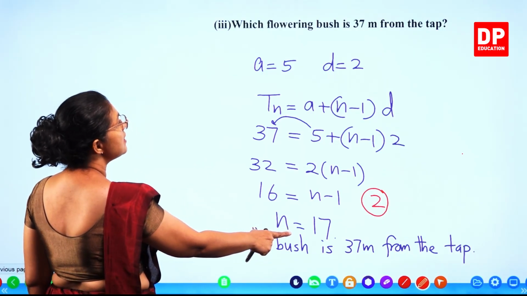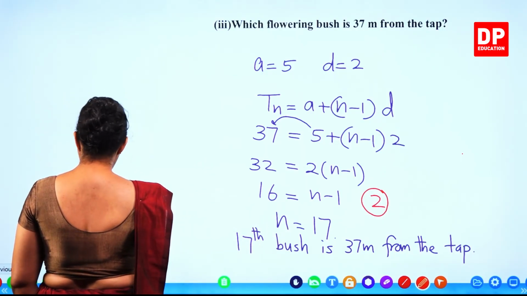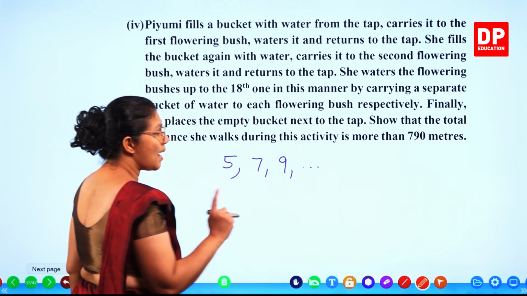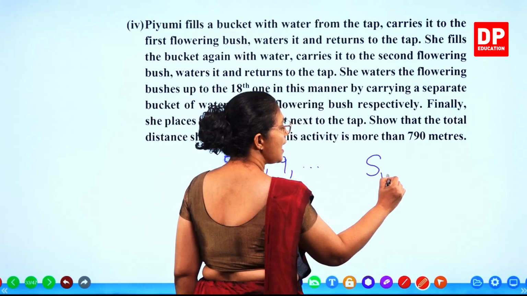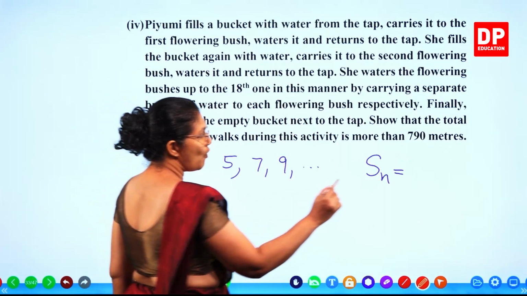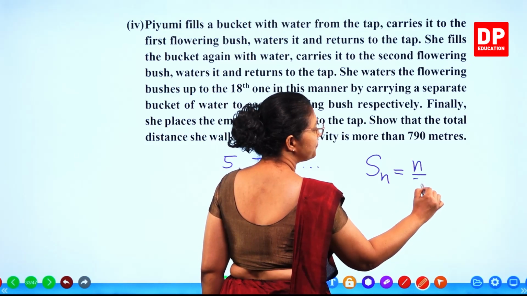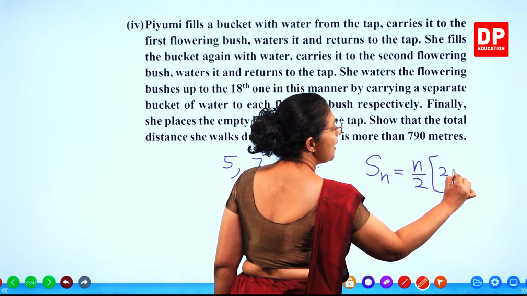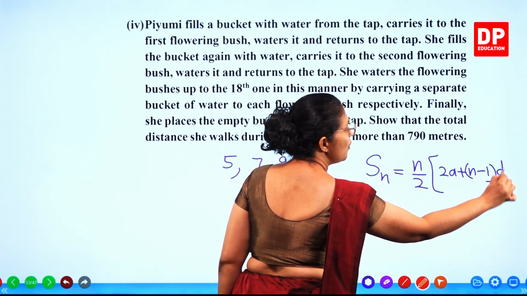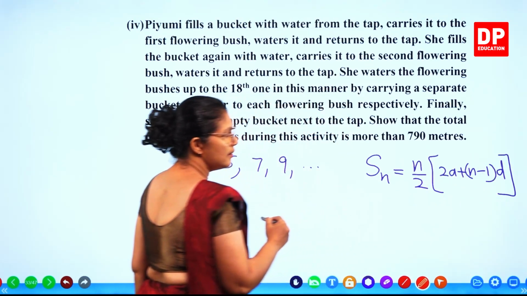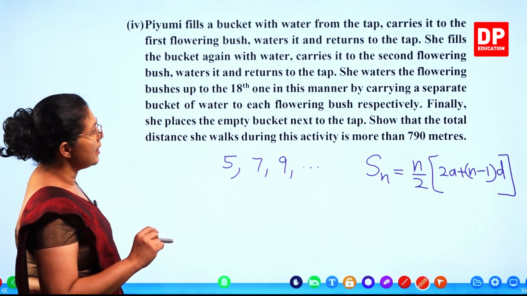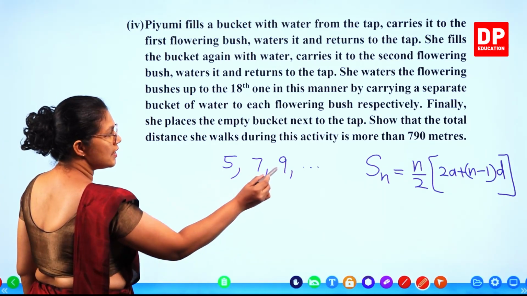We found the 17th one, not the 18th one. So we'll use the first formula for sum. What is the formula we can use? Sn. This is an arithmetic progression. So what's the formula? n over 2 times 2a plus (n minus 1)d. We know the first term and the common difference, so we'll find out the sum using that.